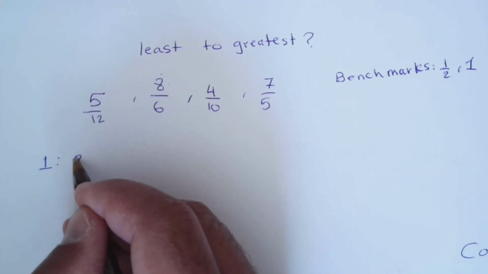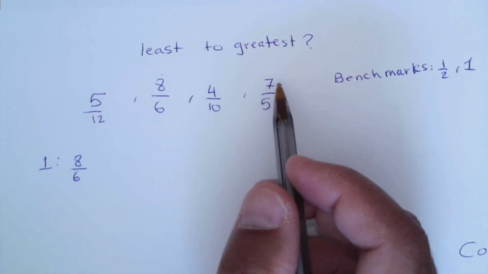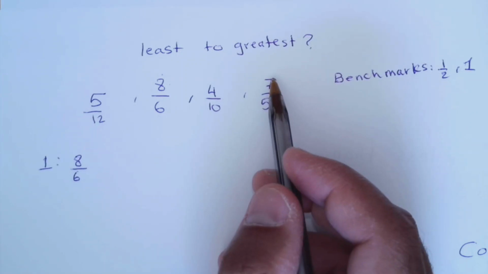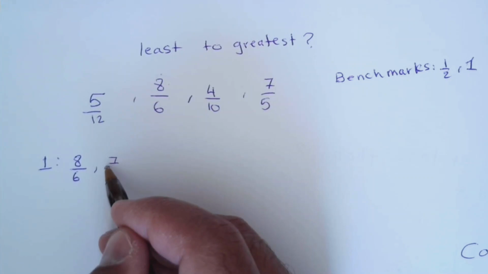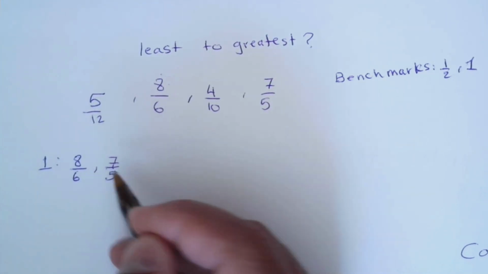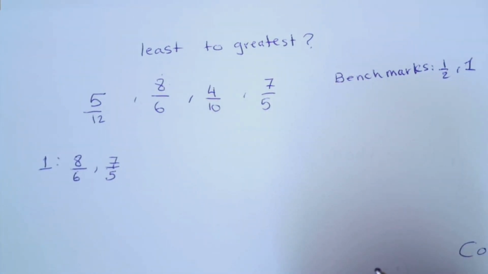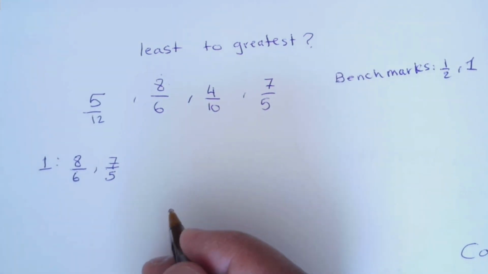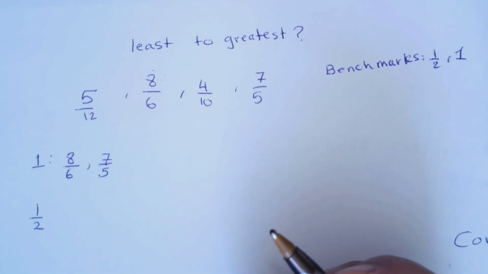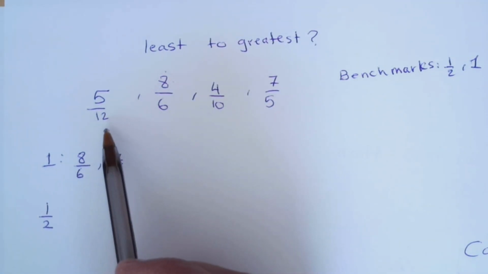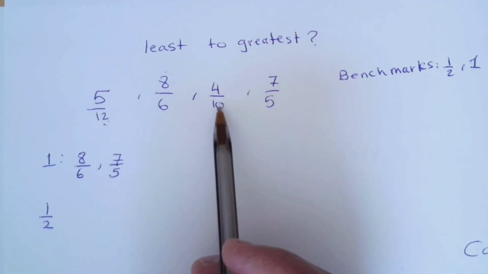So I'm going to write it here. And we have 7/5. 7/5 is also bigger than a whole, right? How about the benchmark half? Do we have any fractions that are bigger than a half? So let's look at 5/12. Half of 12 is 6. Okay, so this one is less than a half.